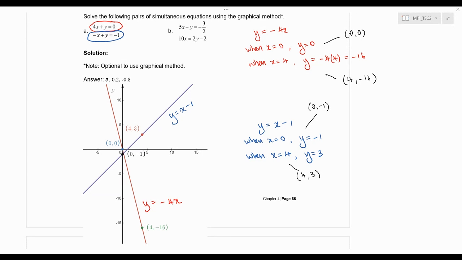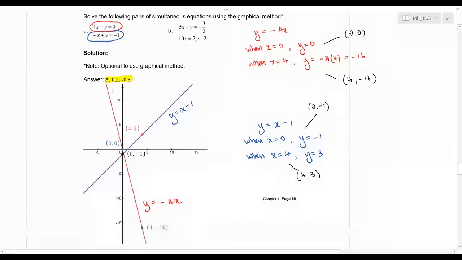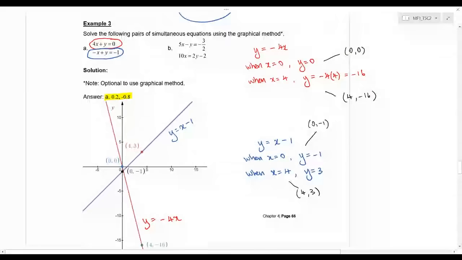Okay, so if you want to practice this, go and try on the graph paper, and then you can see that with the intersection, they'll be close enough, and then you read off the x coordinate, you will be able to get the answer of 0.2. Okay, and likewise, you can also read off the graph. The intersection point will give you a y coordinate of negative 0.8, which is why we have the answer of this. Okay, so I'll leave the second question B for you, right? Go and practice on that.